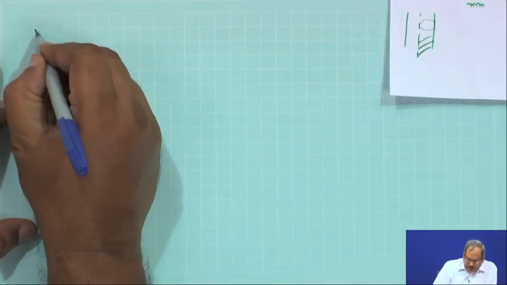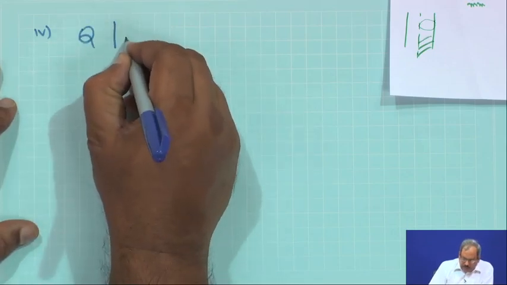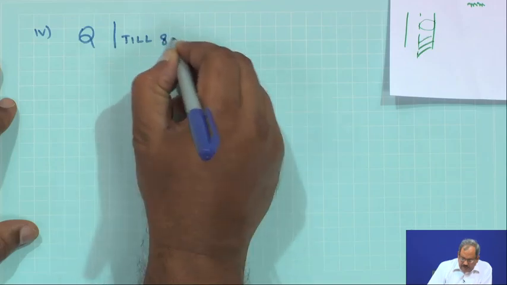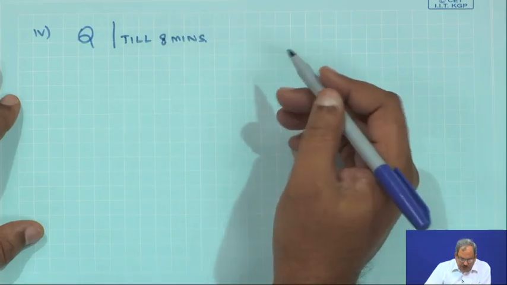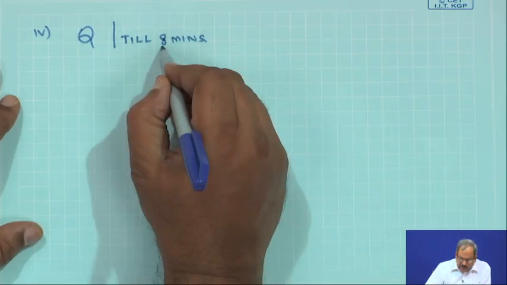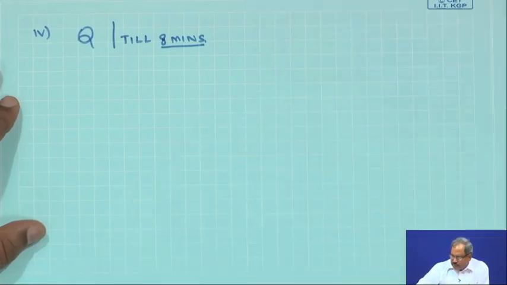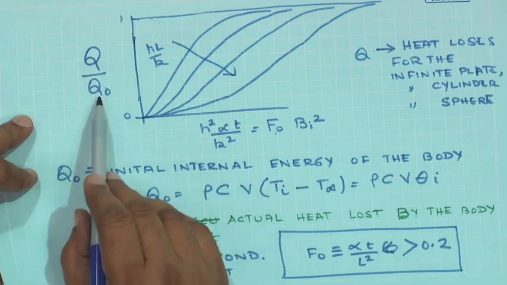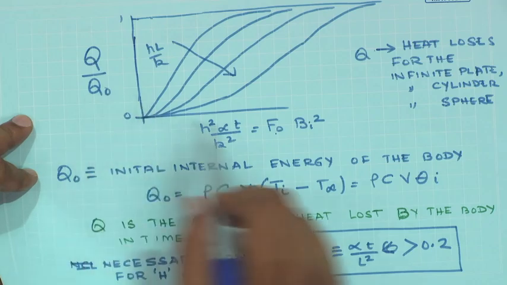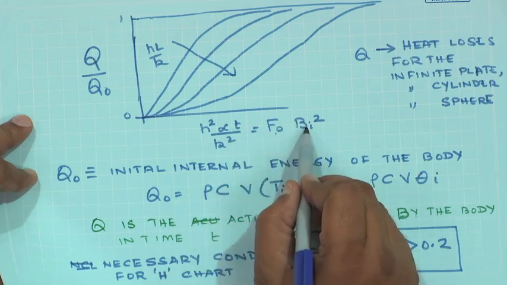So, the last part is you have to find out what is the value of Q till 8 minutes. What is the value of heat that has been transferred from the hot oil to the pipe over the time period of 8 minutes. So, obviously, here you are going to use the third chart, where this is the amount of heat which has been transferred, this is the amount of heat which was initially contained in the solid wall, and here you have the Fourier number which contains time and Biot number square.